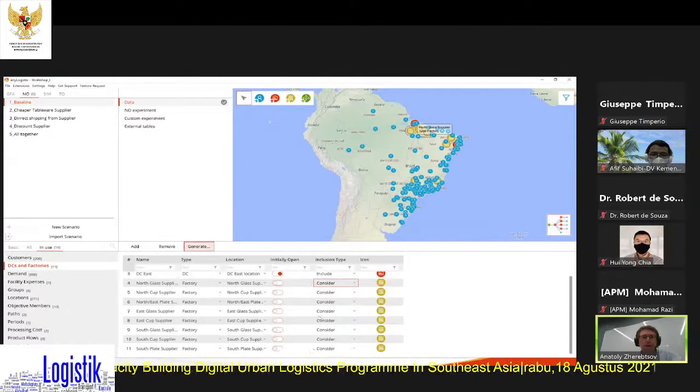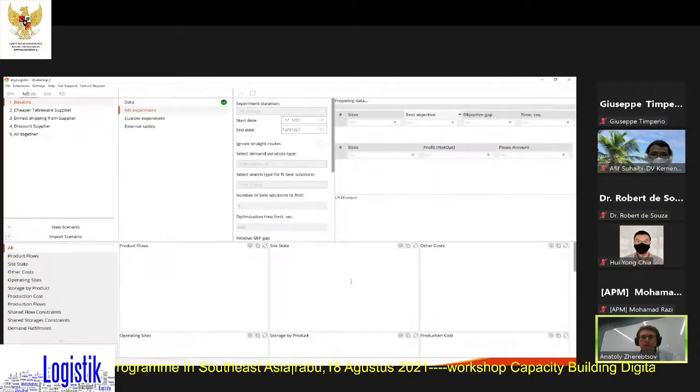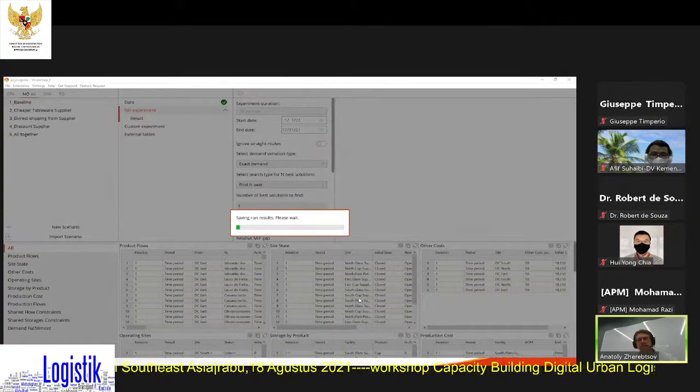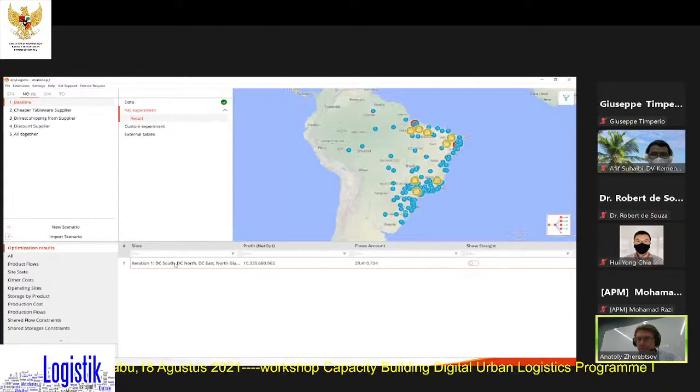So let me run the experiment. When I run the experiment, the data that we have in these tables is transformed to a so-called mixed integer programming problem, which is solved by internal solver IBM Simplex, which is included in AnyLogistix. And here is the result.